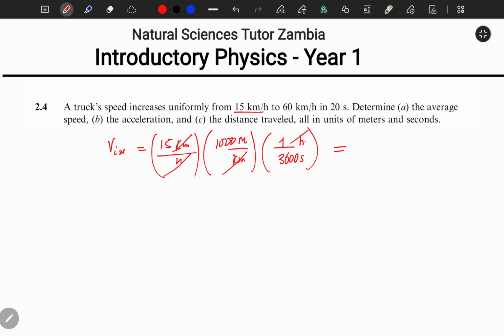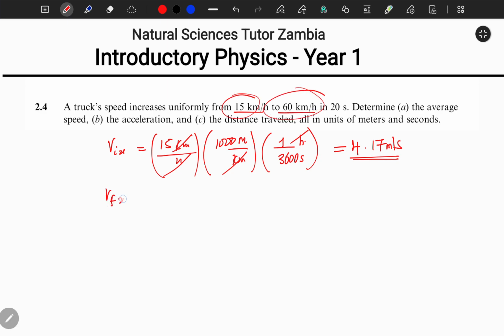Get your calculators. So I'm getting 4.17 meters per second. So this is just normal analysis, right? Okay, so this is our initial. When they say 2, this is our final.